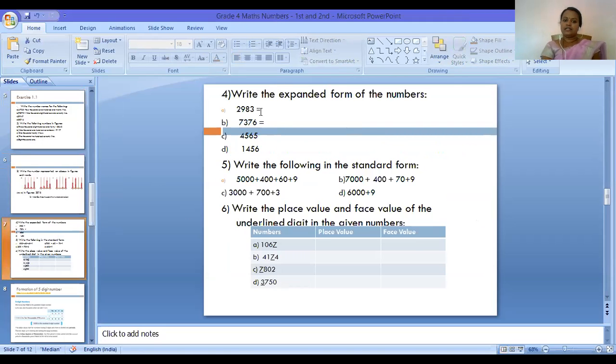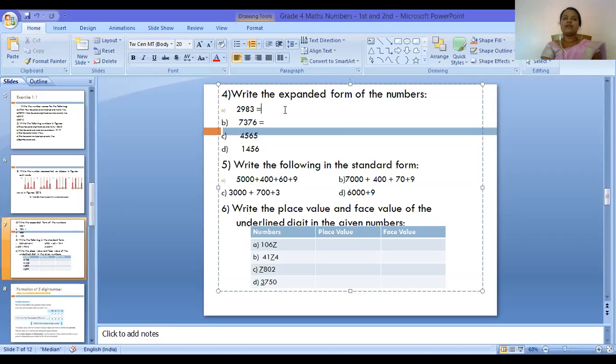Let's lead ahead. Let's write the expanded form of the given numbers. When we say expanded form, it is based on the place values which you assign. According to the numbers given, you need to check the place values and write in the expanded form. We have 2,983. In the same way we will write 2,000 plus 900 plus 80 plus 3. So this is the expanded form of the number. Similarly, try questions B, C, and D.